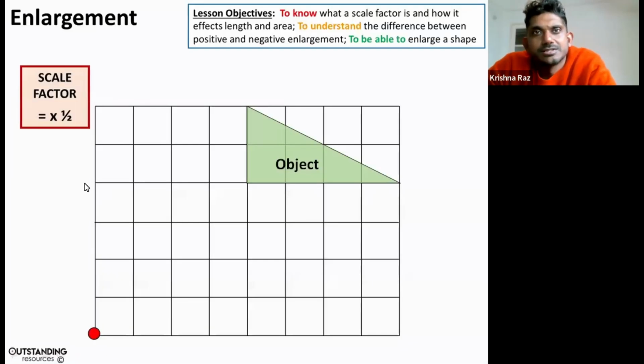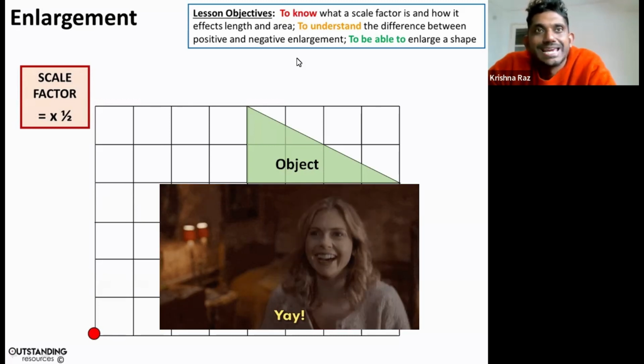Hi guys, my name's Raz, and today we'll be looking at enlargement. I've got PowerPoint loaded up. I'm just going to go straight into it.